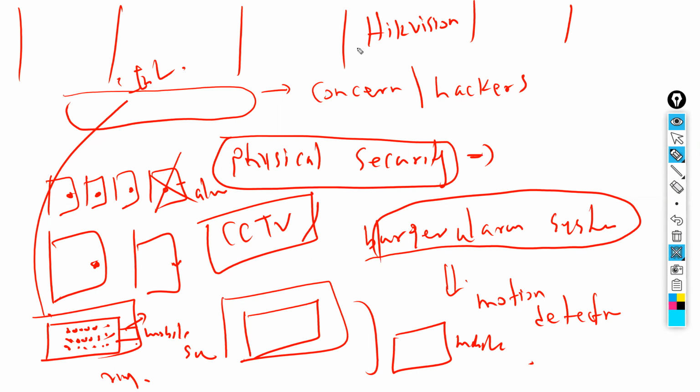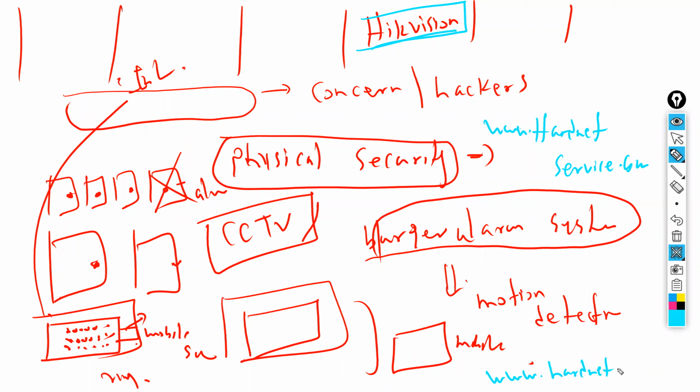So what's your business company's name? My company name is Hardnet Services. Where is it located? In Ratmalana. You can go to the internet. My website is there: www.hardnetservice.com. That is my website.